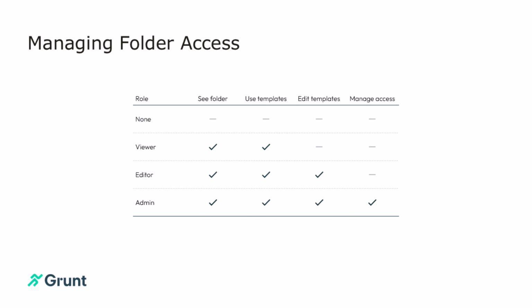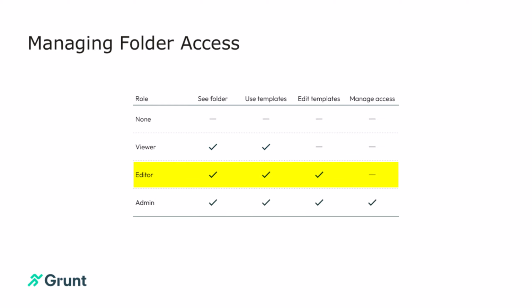Folder access is controlled through 3 access levels. If a user has no access, they won't see the folder. Viewer means the user can see the folder and use the templates. They can insert the templates into their own presentation and continue editing that copy in their own file, but they can't change or delete the original template in the folder.